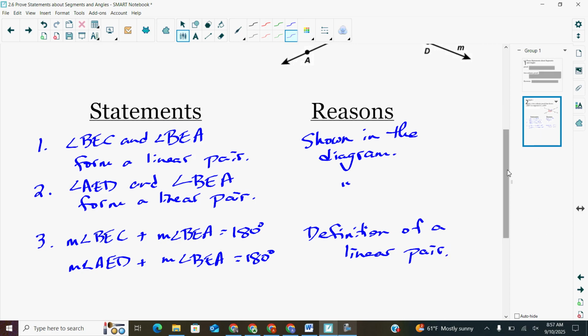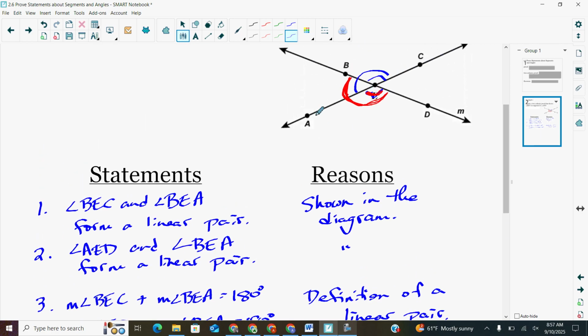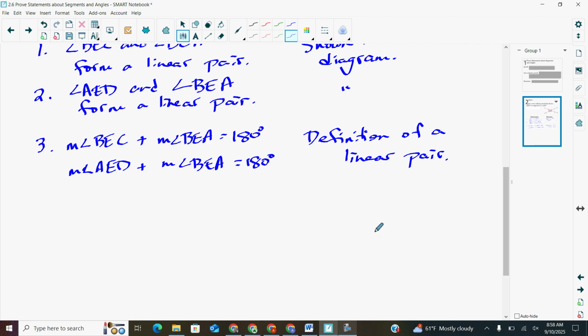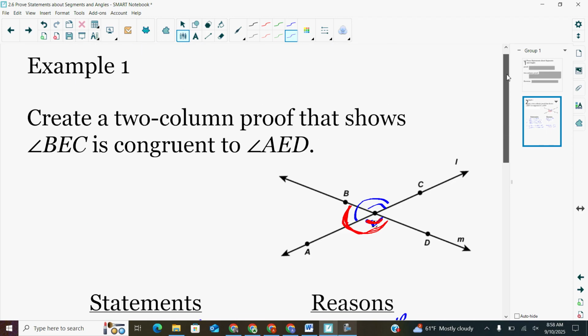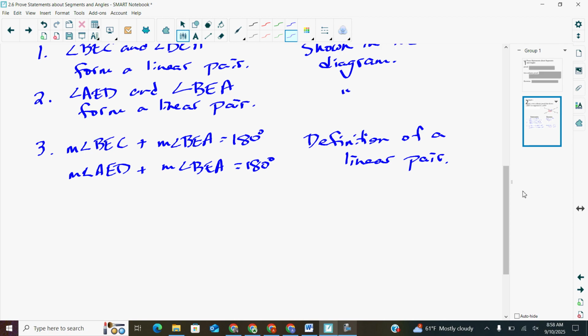A linear pair, we said when we defined it, has adjacent angles, so they share one ray, and they add up to 180 degrees. They form a straight line. Now, remember, I'm trying to show that BEC and AED are congruent. We show that by showing that their angle measures are the same. So BEC and AED, I want to show that those are the same thing. They're equal to each other.